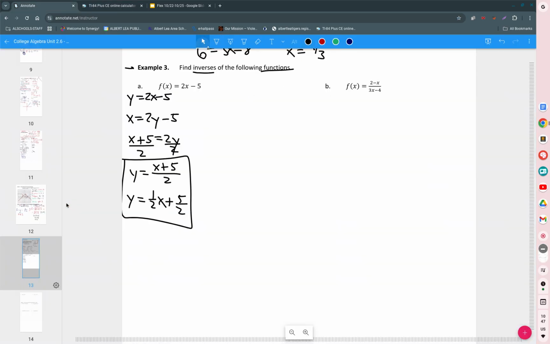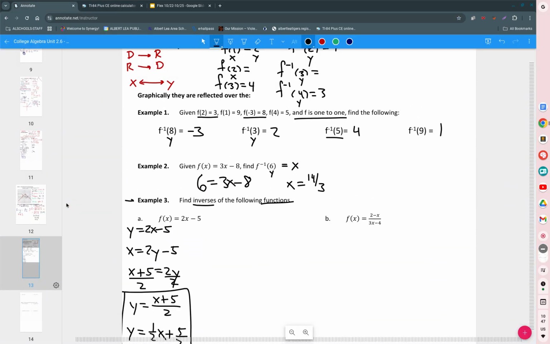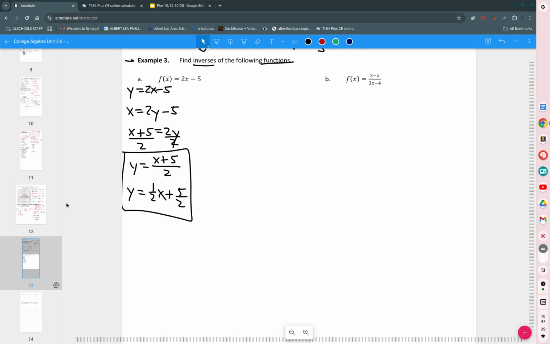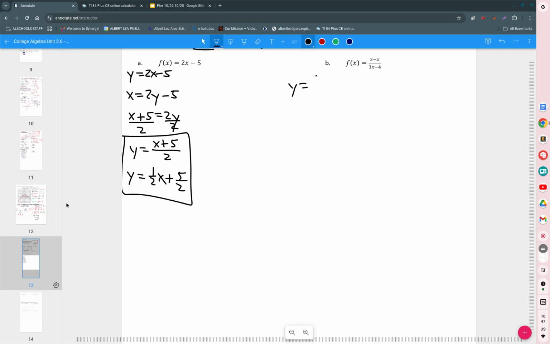And so, as we look at our notes, the point is this. Graphically speaking, they are reflected over the line y is equal to x. And that's going to be important for us to use moving forward. Let's work on finding another inverse. We're going to do a couple more, and we'll check one of those on our calculator. For this one, I have y is equal to 2 minus x over 3x minus 4. So we switch and we do x is equal to 2 minus y over 3y minus 4.